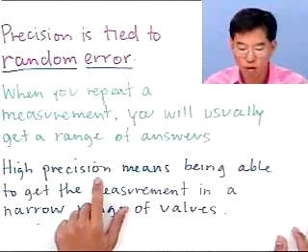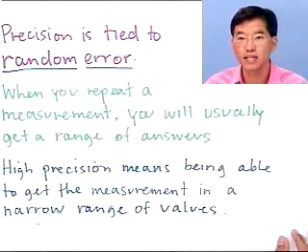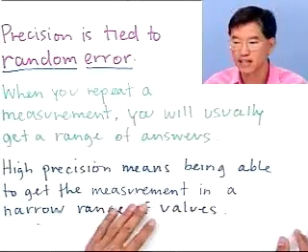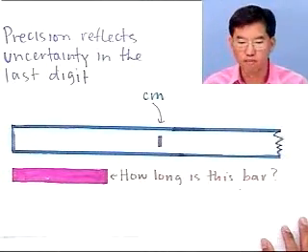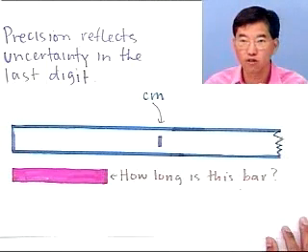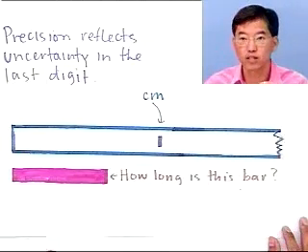So when we say that something has high precision, what we mean is that we can make the measurement over and over again, and the values fall within a narrow range, taking into account the fact that you have to guesstimate the last digit. And let's see what I mean by that. So precision, again, reflects the uncertainty in the last digit. If we can know that last digit, then we can say that the number is more precise.